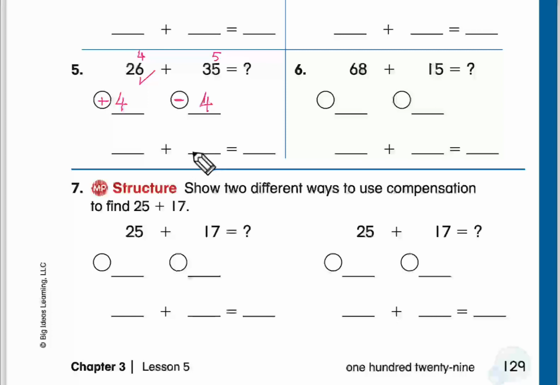Okay, now 26 plus 4 equals 30, and take these 4 from the 35. It will be 31. Okay, 30 plus 31 equals 61. Okay, thank you, my hero.